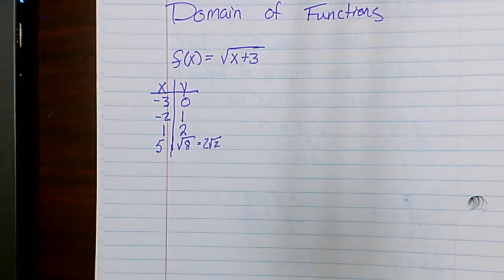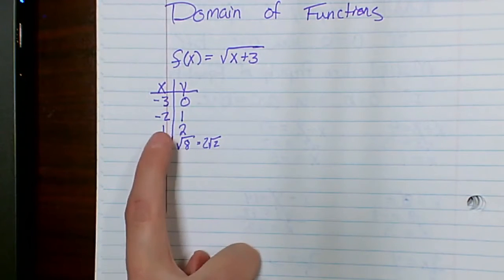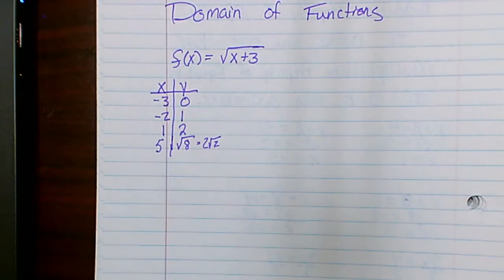This is what we call a non-graphable point. And sometimes when you do t-tables, you will get non-graphable points, whether they're fractions or radicals. Just graph the ones that are graphable, like negative 3, 0, negative 2, 1, like what we have here.